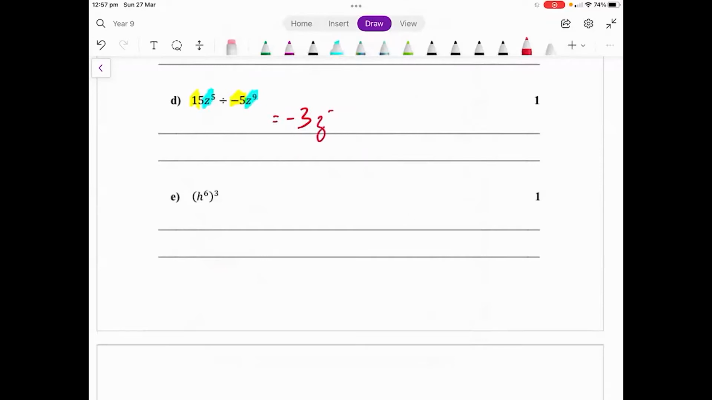However, the question states that all indices must be positive. So we need to move that z to the denominator, and that gives us negative 3 over z to the power of 4. For question E, we just multiply the powers. That gives us h to the power of 18.